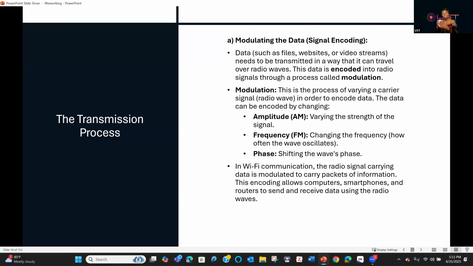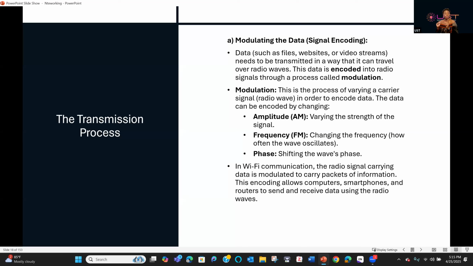Phase has to do with the shifts in waves, and we're going to define all of those. When it shifts, we'll be talking more about binary, because in the computer world we're talking about 1 and 0, so we're talking about the binary numbers, and we will see that shortly.